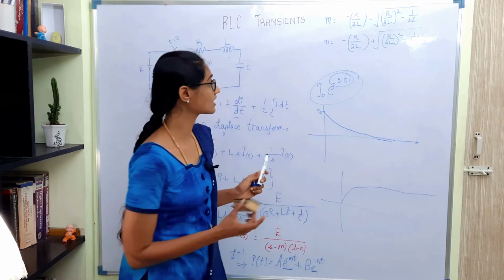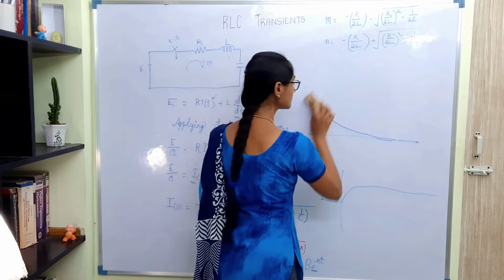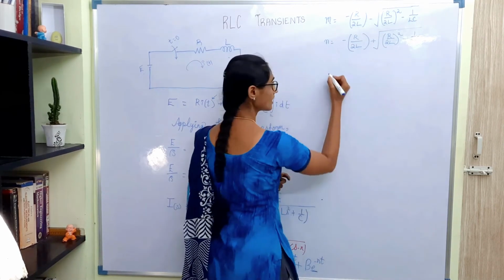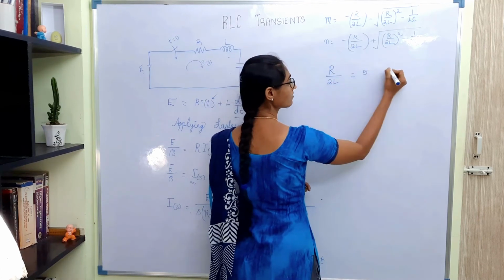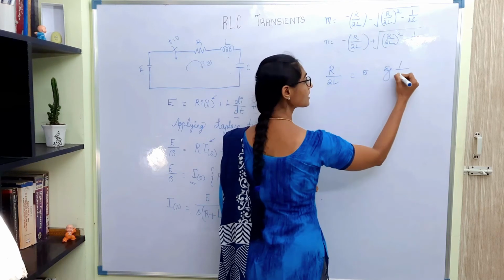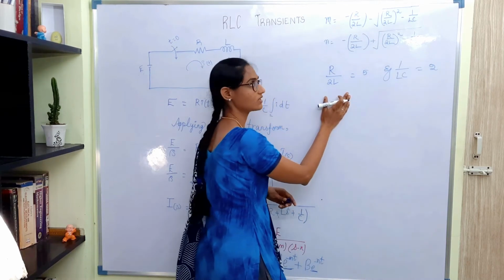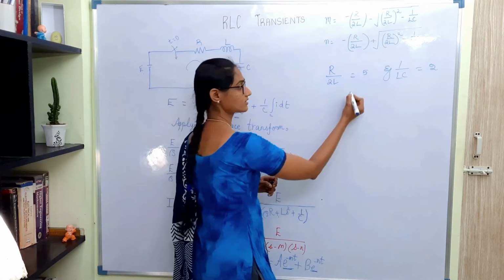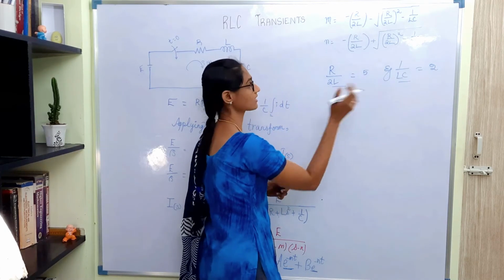Let's just consider a case where R by 2L is greater than 1 by LC. Consider this case. I am saying R by 2L is equal to 5 and 1 by LC is equal to 2. Just consider these values arbitrarily. We'll find out the value of m and n. This is R by 2L and this is 1 by LC. R by 2L is greater than 1 by LC.